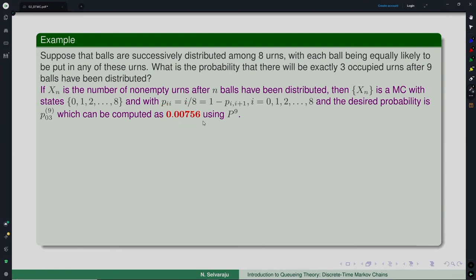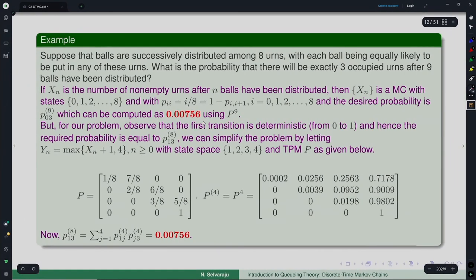Right. One can do it in this way, but many a time you need to look at it a bit more closely, and you may be able to solve the problem in a slightly easier way if you formulate it slightly differently. Now, this always works: you can ask any question, whether it is 3 occupied urns or 4 occupied urns or whatever is the case, when 9 balls have been distributed, everything you can answer from this P9.